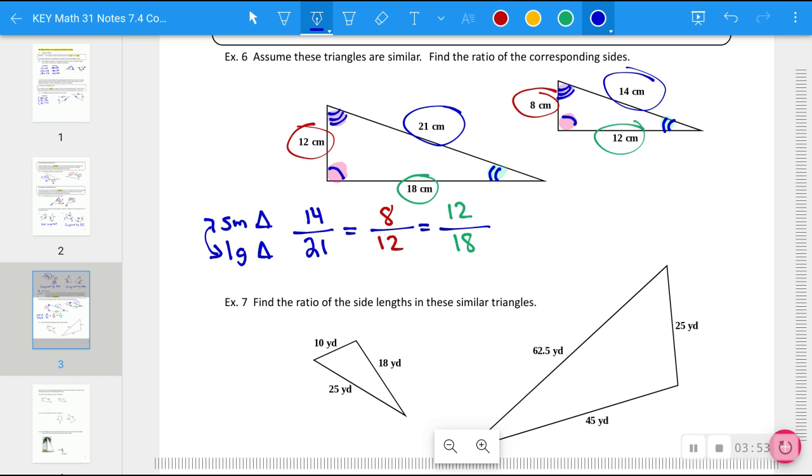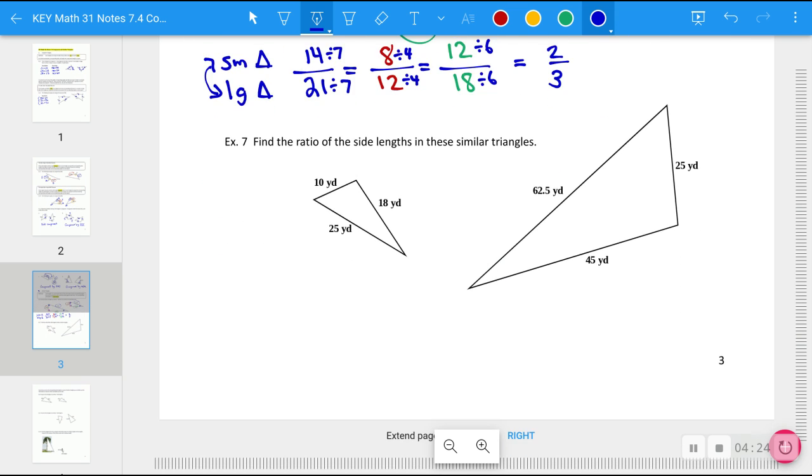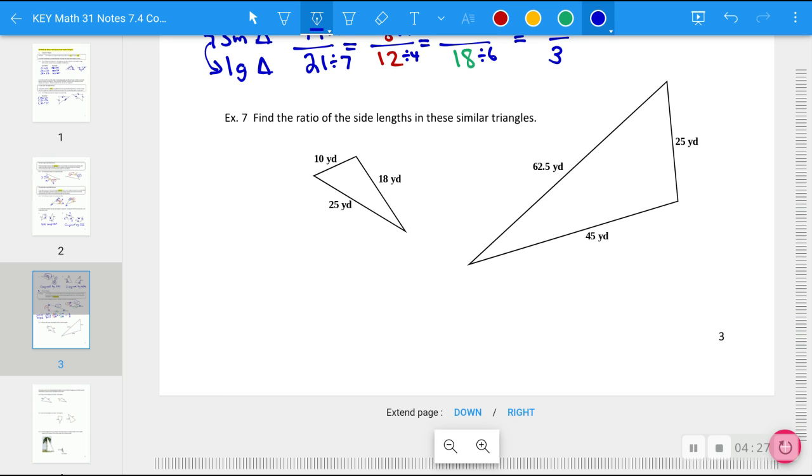Okay, to see that these actually are equal, we're going to divide these by 6. And that gives a ratio of 2 to 3. And if you divide these by 4, you get the same ratio. And if you divide these by 7, you get the same ratio. So these are all 2/3, 2/3, and 2/3. Now in practice, when you're doing this, you usually don't use all 3 sets of sides. We're going to do that on this problem though.